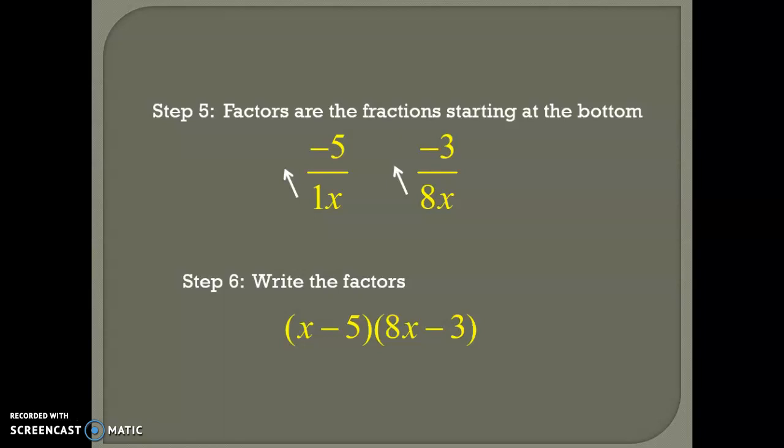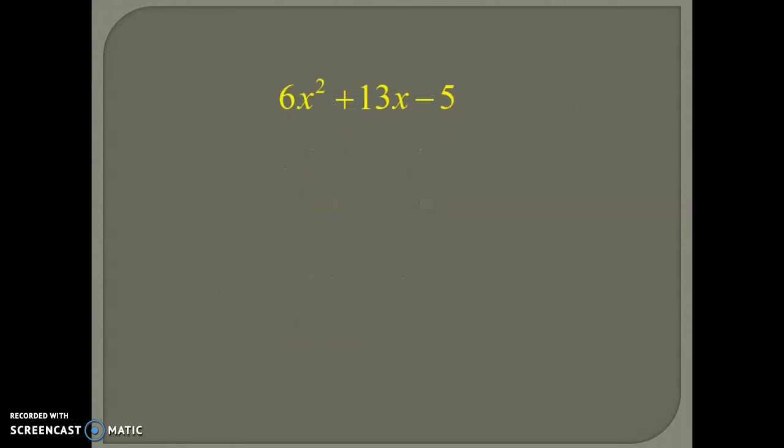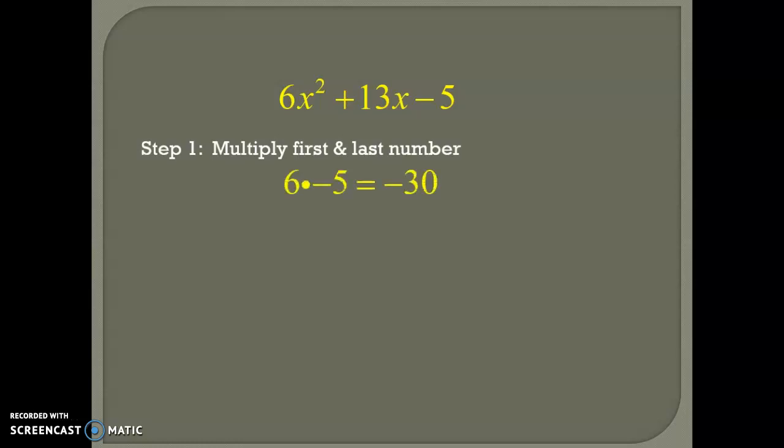Let's show you one more time with the same exact problem we had for the factor by grouping, the second problem that we did. We had 6x squared plus 13x minus 5. We're going to do the bottoms-up method with this, just so you can see an example. So again, step 1, you're going to multiply the first and last number, which gives you 6 times negative 5 is negative 30.